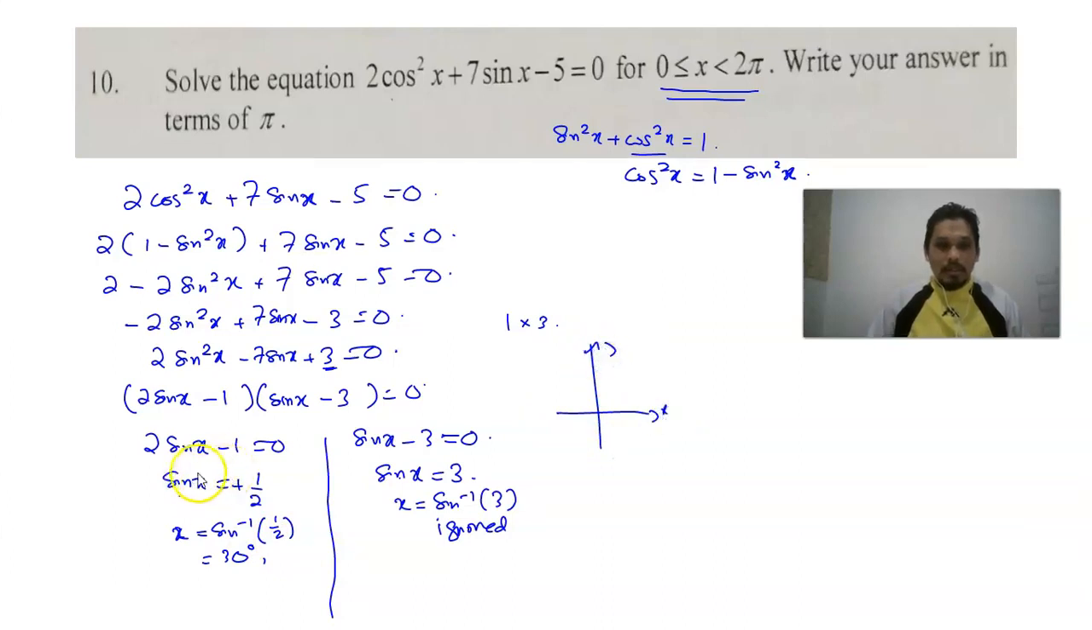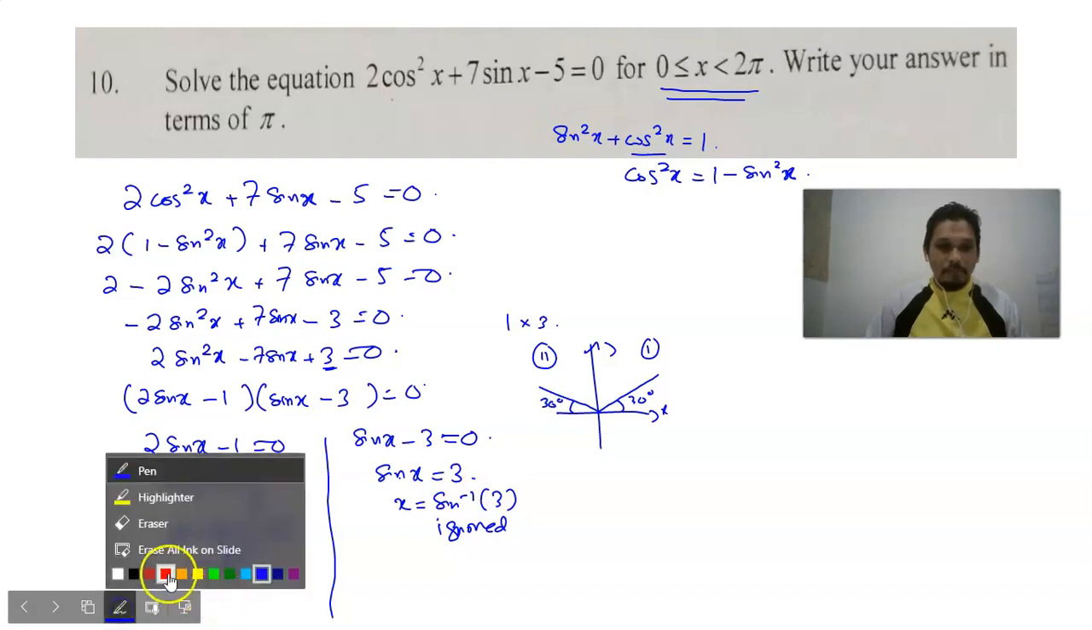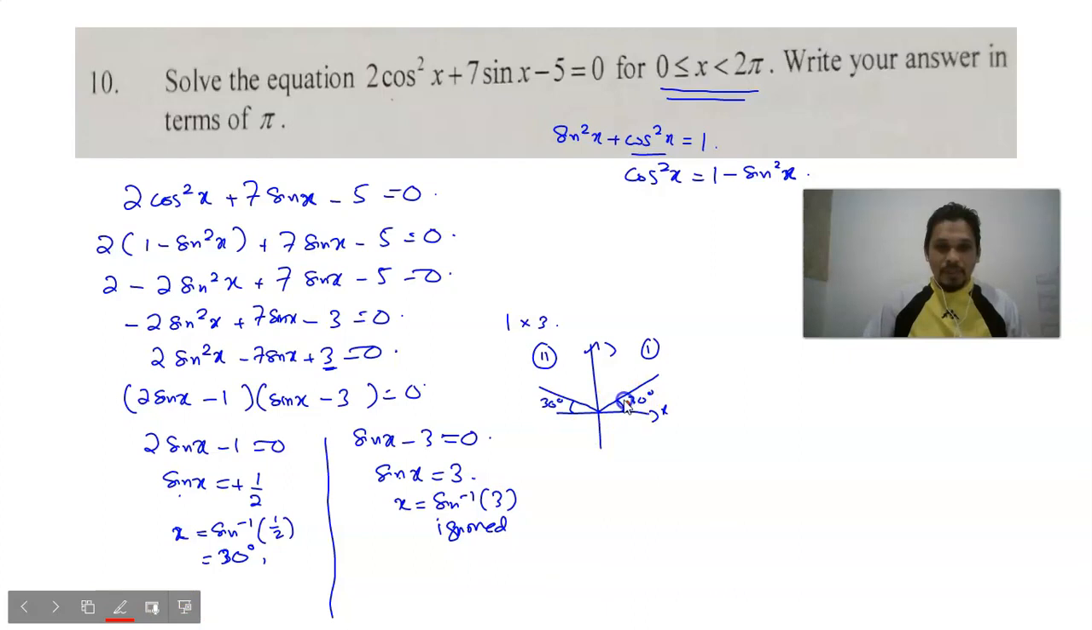Sine of any angle that gives you positive answers means that we're talking about angles in the first quadrant and second quadrant. So first we look at the 30 degrees here and also 30 degrees here. Now the first angle is 30 degrees, the first one.